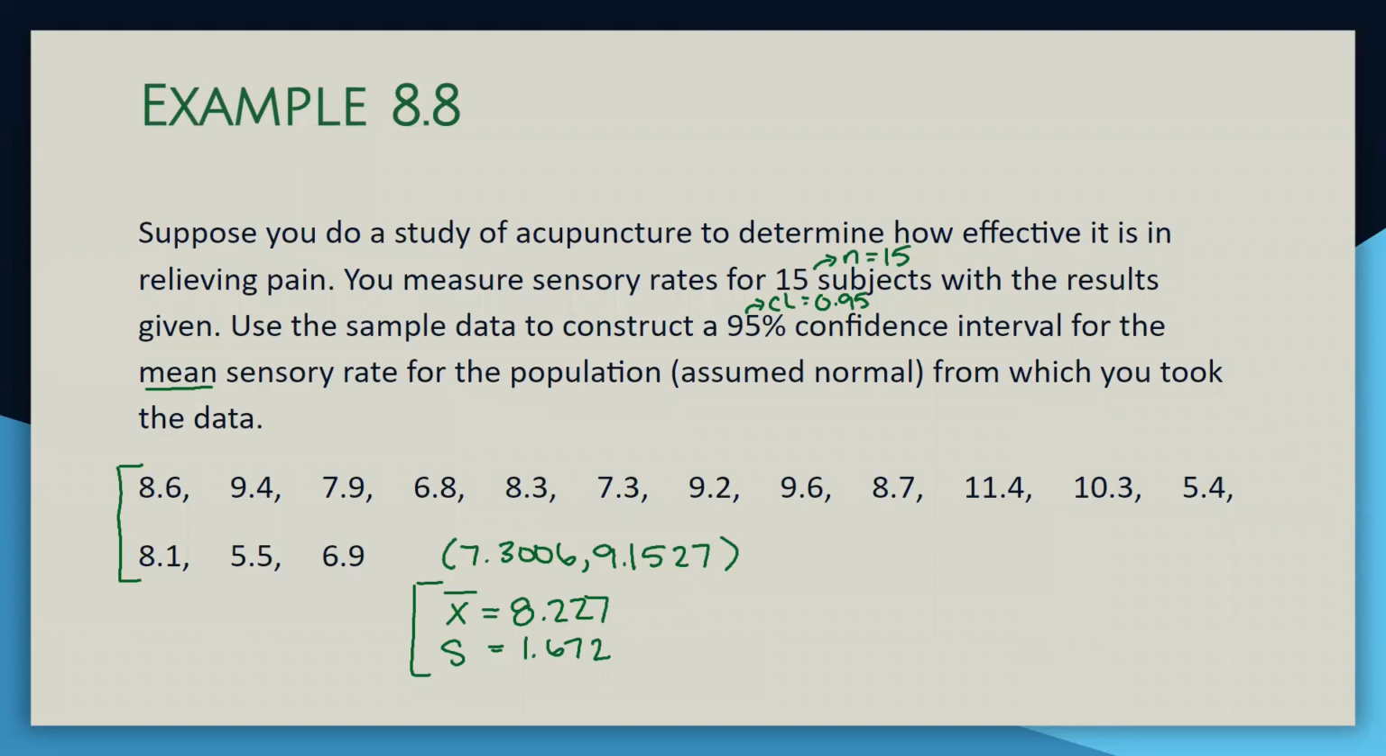So remember that on your paper, either handwritten or computer, you should type out or write out that sentence, reframing those two numbers in terms of what they tell us. So we know that the mean sensory rate for this acupuncture treatment is 95% likely to be between 7.3006 and 9.1527. So tell us what those measurements are and what they are estimating in terms of the work.